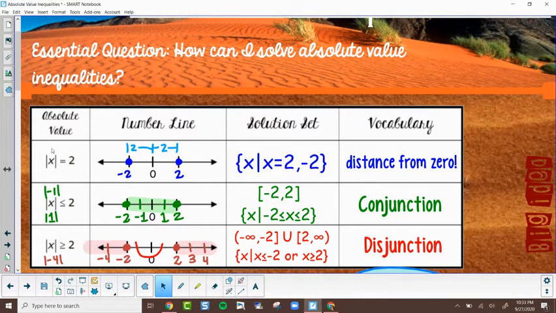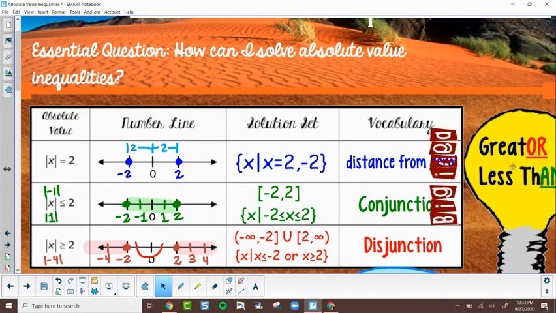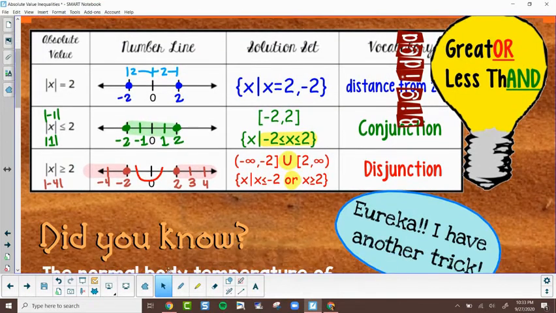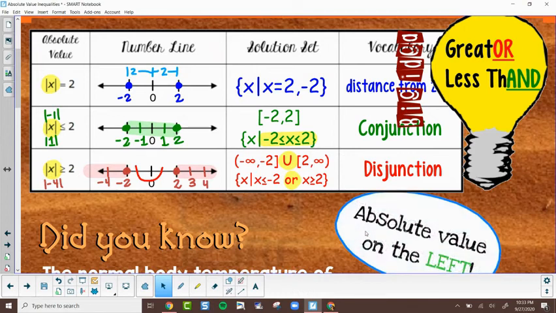An easy way that I like to remember this type of situation is GreatOR. There's that or situation with the union, greater or less than. So again, x is greater than 2 or less than -2. It has to fit that condition, so it combines those pieces. You'll also see on mine that all of my absolute value signs are on the left side of the inequality. That's going to help you decide that greater or less than trick, so definitely keep it in mind.